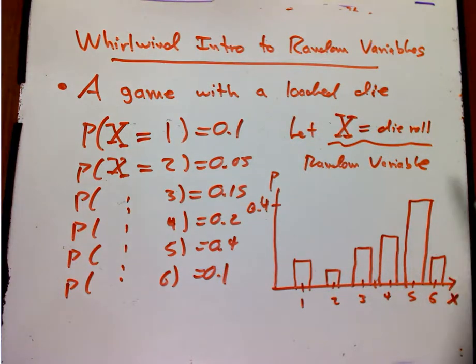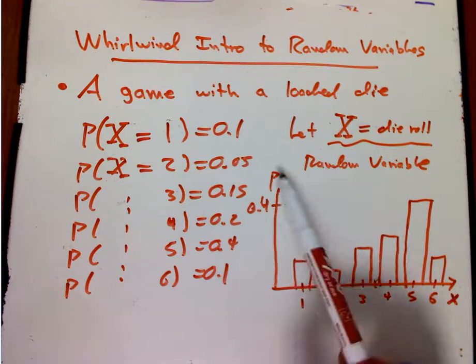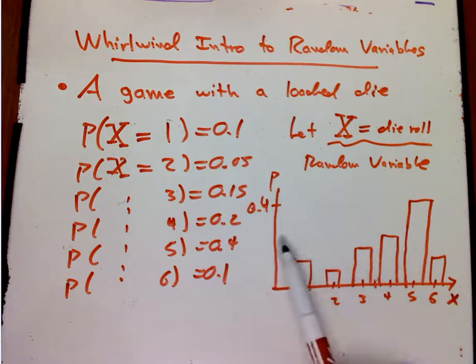Now, I have to say, when we go to continuous random variables, we're going to be talking about something called a probability density, and the y-axis cannot be directly interpreted as a probability.